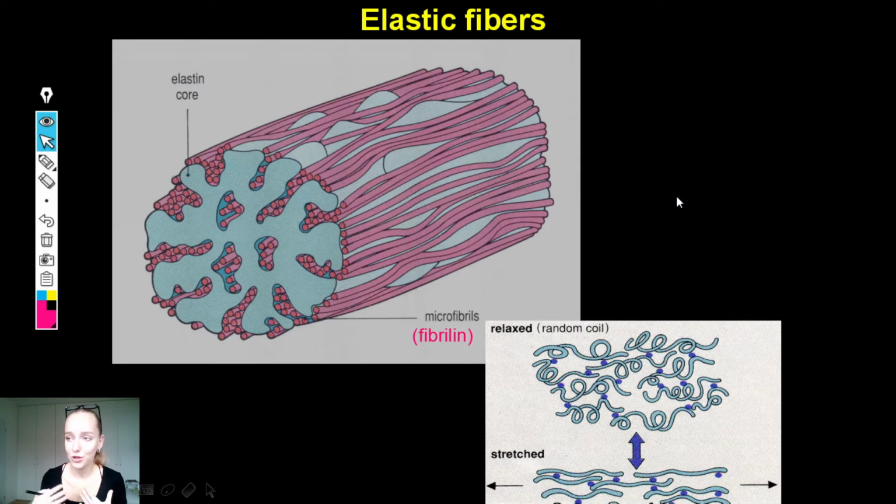Okay, so that was for the collagen fibers, but we also have some other fibers, and these are the elastic fibers, also here in proper connective tissue. Elastic fibers have two major components. Here we can see the elastic core in the middle and microfibrils that surround this elastic core.